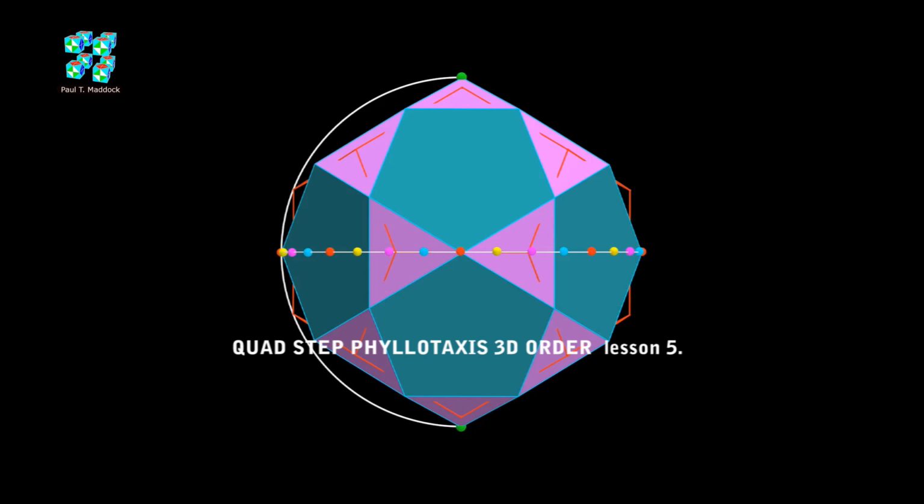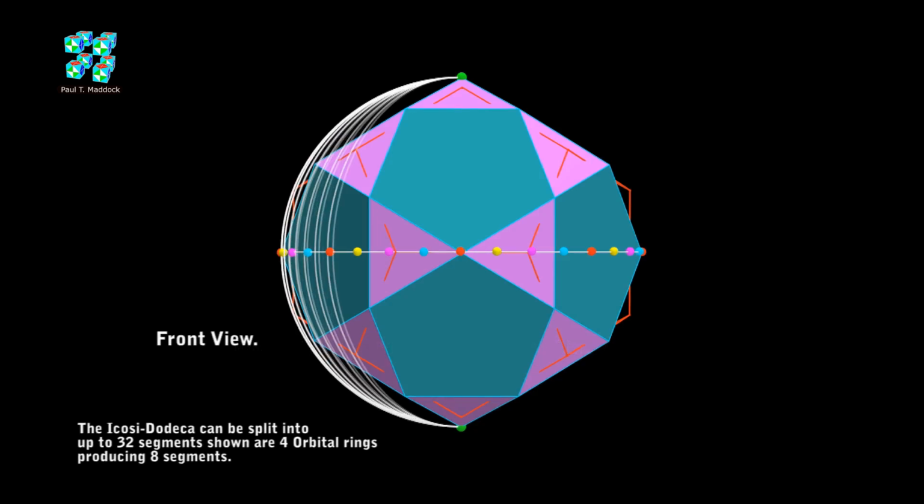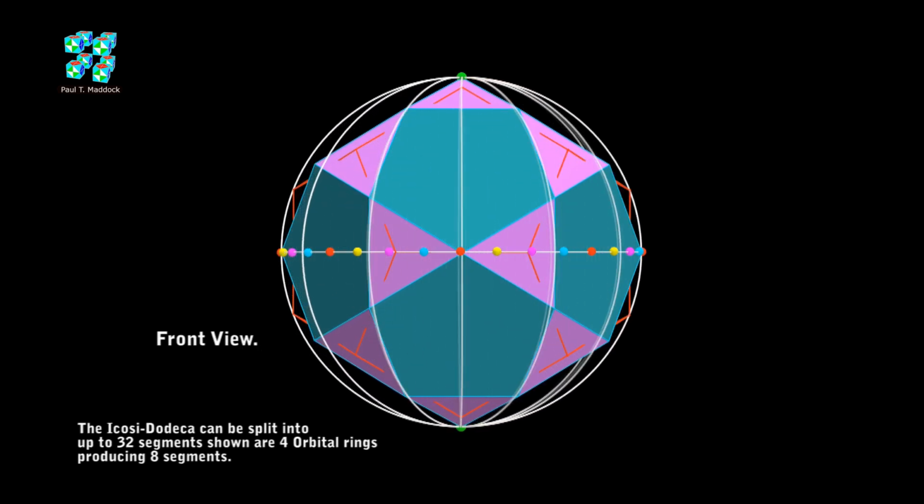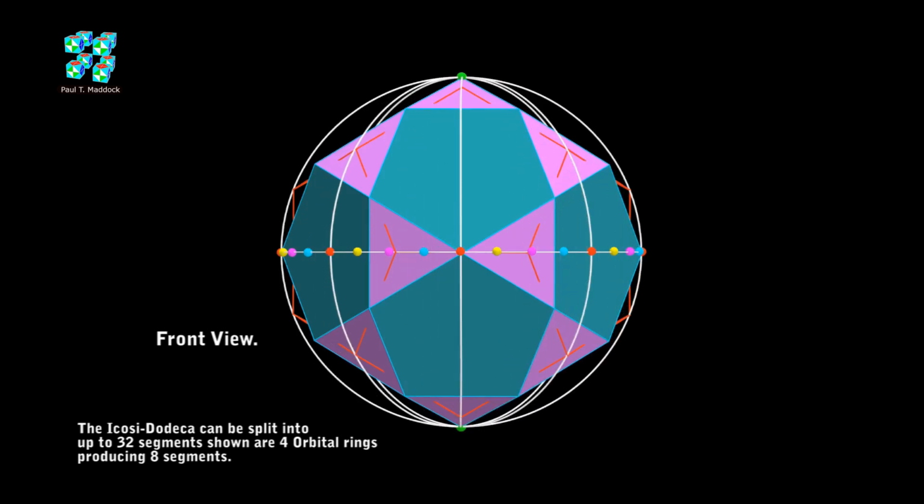In my last video, in Lesson 4, I showed that the spherical geometry of different polyhedrons can be split into perfect segments. Now I'm showing in front that the icosidodeca can be split into 8 segments, and these 8 segments can be split again 4 times. I'm showing colored balls in a sequence starting red, yellow, purple, cyan, and then back to red.